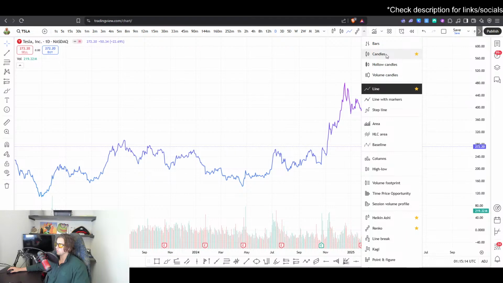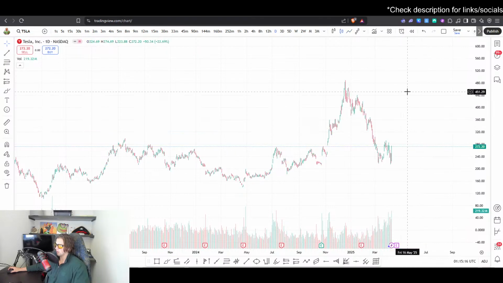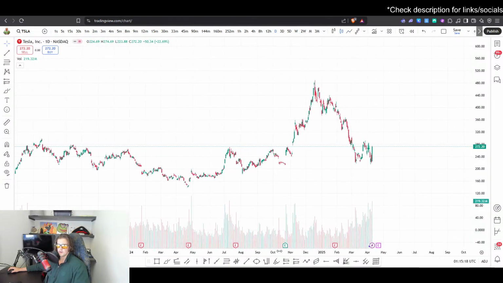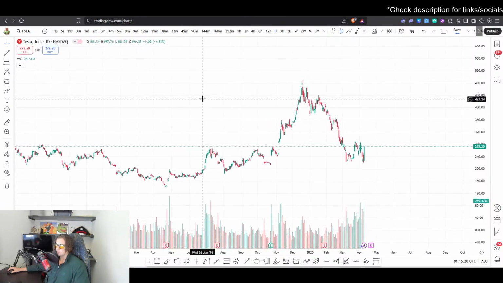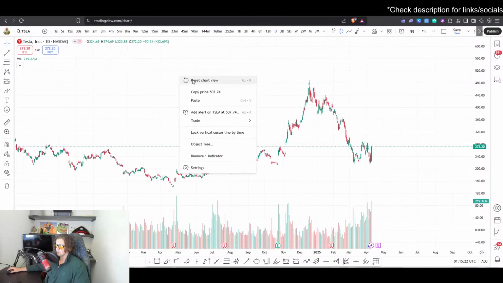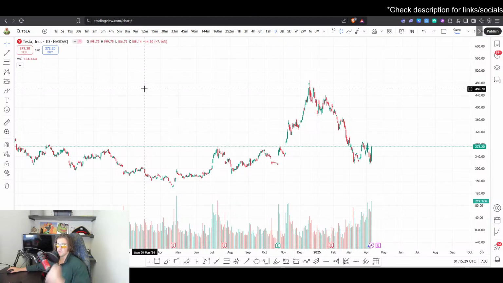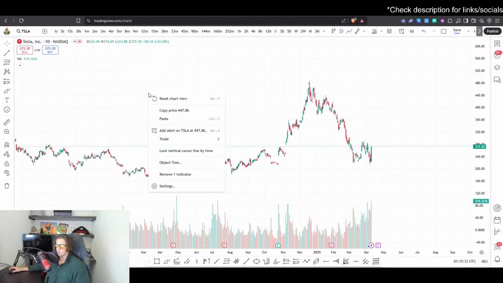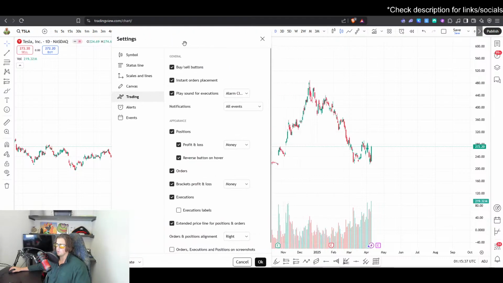Let's go back to now candles. Okay, and so here, and you know what, I'm going to go ahead and make my background dark because it's probably hard to see. If you want to adjust your appearance or any of the settings on a chart, just right click the chart and click settings. Okay, and then this whole thing will come up.